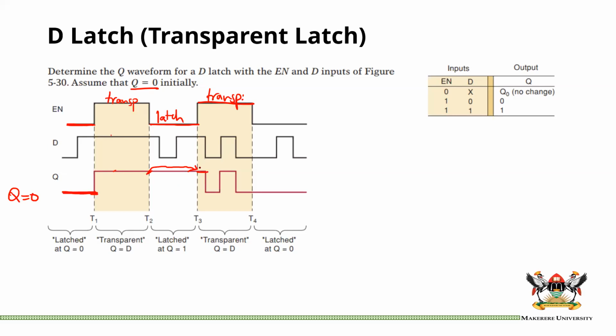And that's why you see this is very similar. In this range, the D is actually at the output. And when enable goes back to 0, we again have our latch, meaning that the D is not going through to the output. We remain latched to that state. And I think, yeah, that's that really.